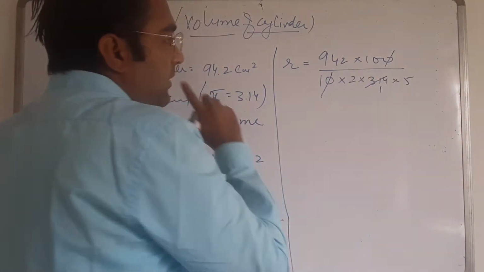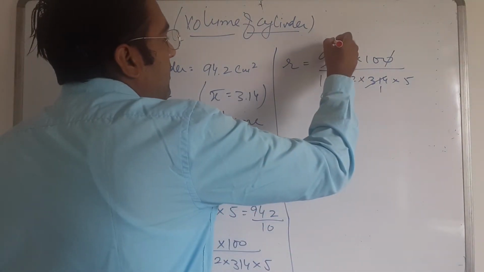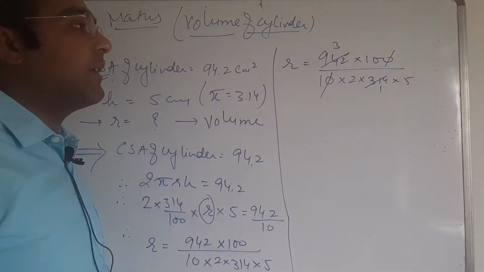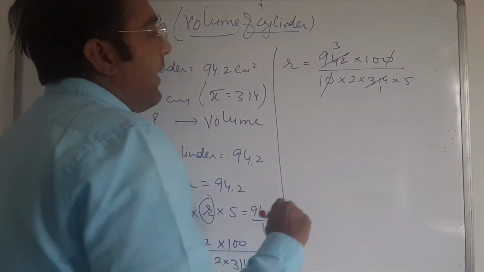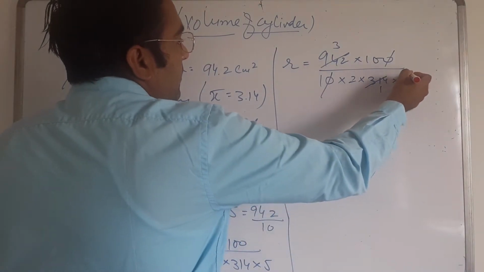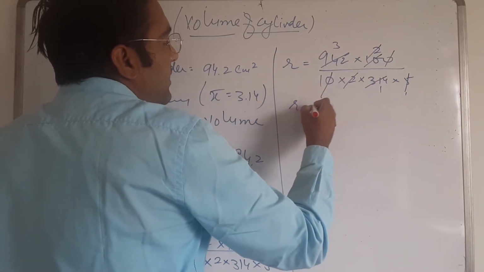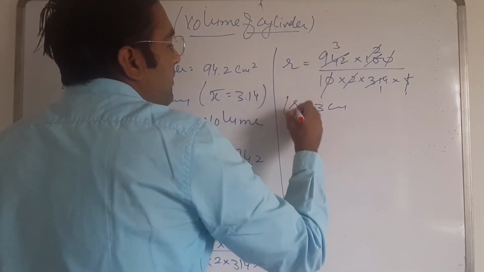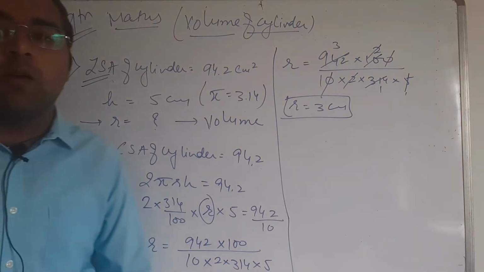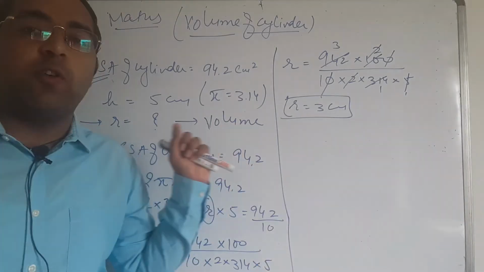314 1s are 3, 314 3s are 942. Okay, 314 3s are 942, and after that 5 1s are 5, 2 2s are, and the 2s cancel out. So my radius is 3 centimeter. My radius of the cylinder is 3 centimeter. Okay, clear? Now we have to move to the volume.